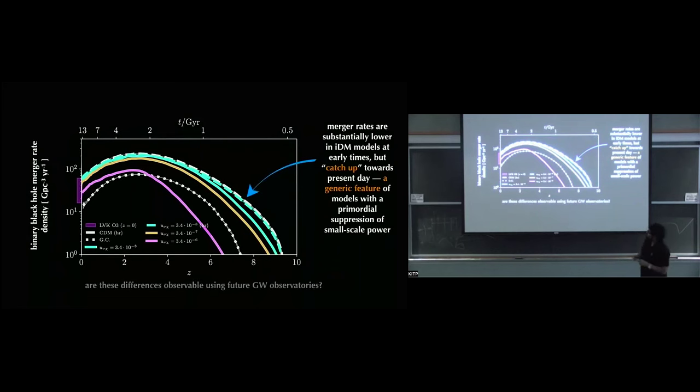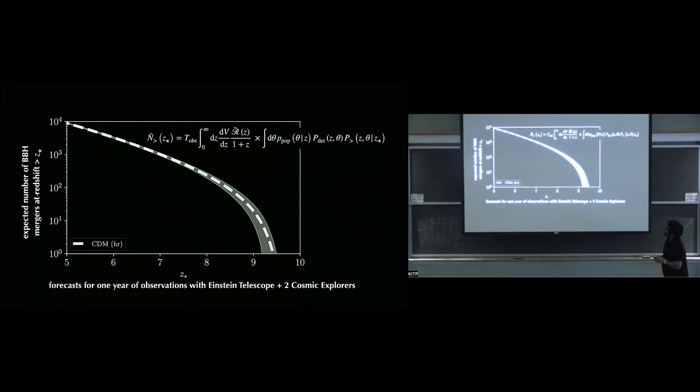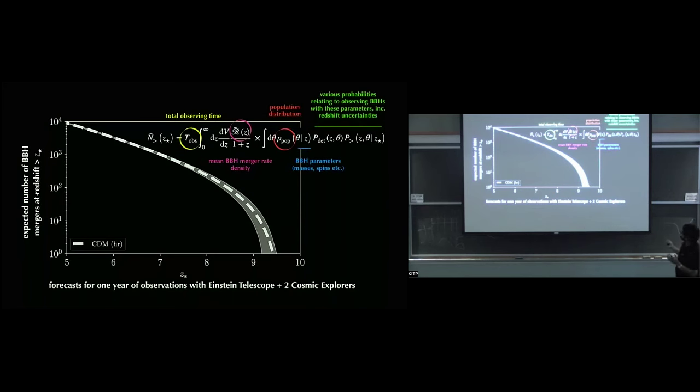And so would you ever be able to detect these differences? This is the last thing I want to show. We made basically a prediction of the number of objects, or number of these events, we expect to observe given some particular observation strategy. That is basically a function of the observing time, what we think the merger rate density is, the population distribution, various parameters, and various probabilities for observing.